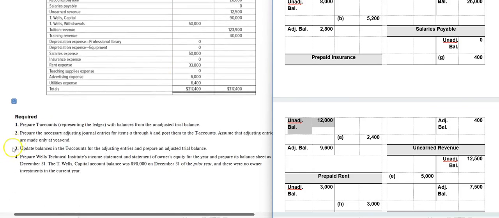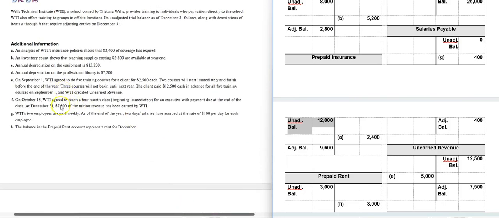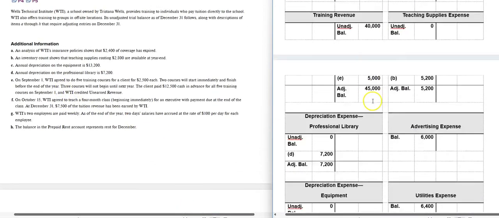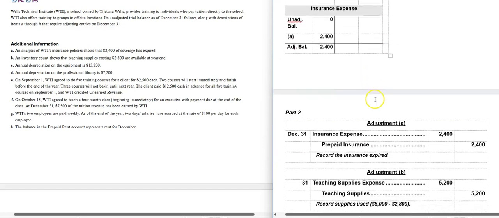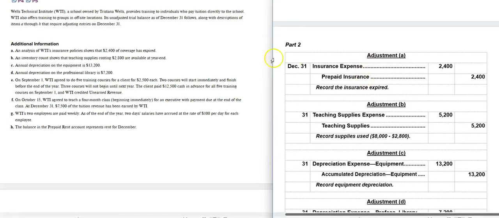Then the next thing the problem wants us to do is prepare the adjusting journal entries for these items, and then we will go back to those general ledger T accounts and post the adjustments. So the first thing we're going to do: they've analyzed their insurance policies, and they show that $2,400 of coverage has expired.